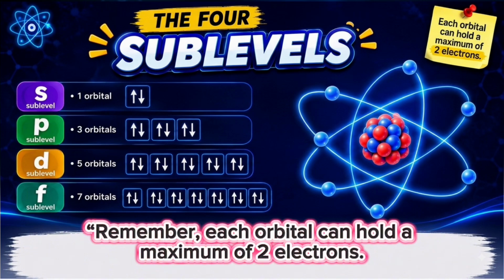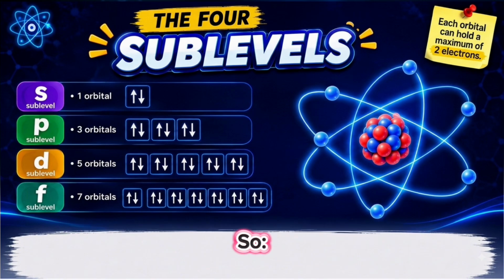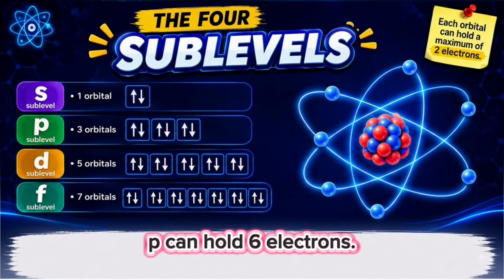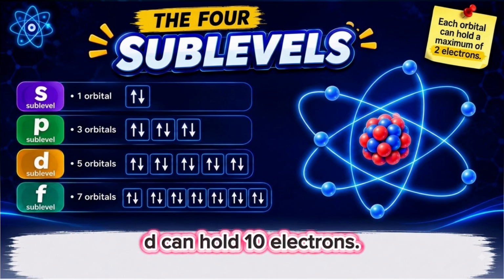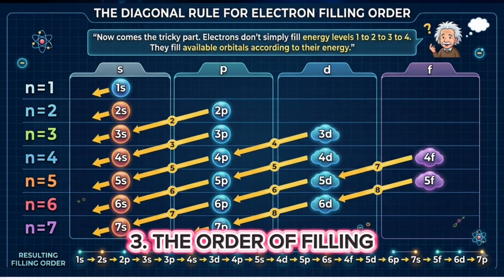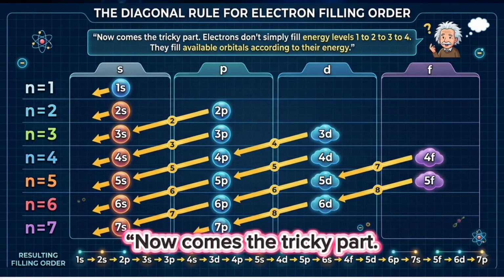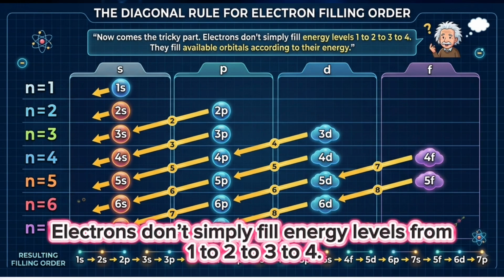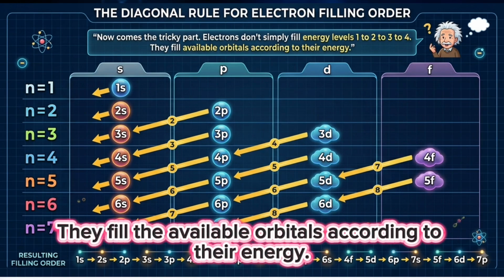Remember, each orbital can hold a maximum of 2 electrons. So, S can hold 2 electrons, P can hold 6 electrons, D can hold 10 electrons, and F can hold 14 electrons. 3. The order of filling. Now comes the tricky part. Electrons don't simply fill energy levels from 1 to 2 to 3 to 4. They fill the available orbitals according to their energy.